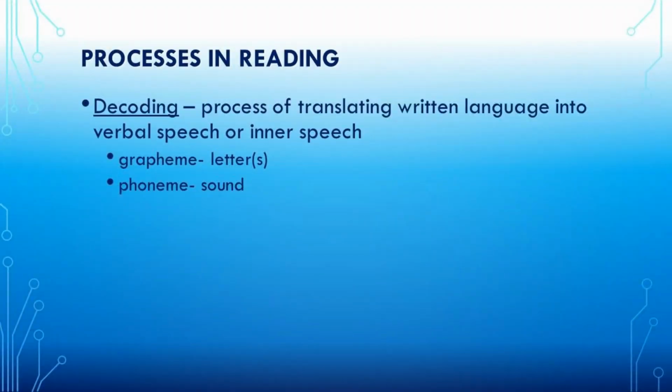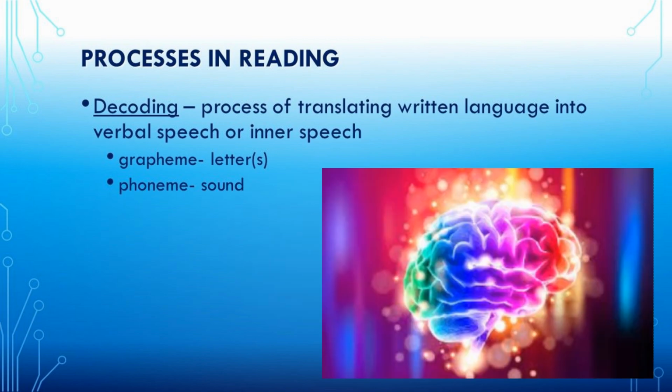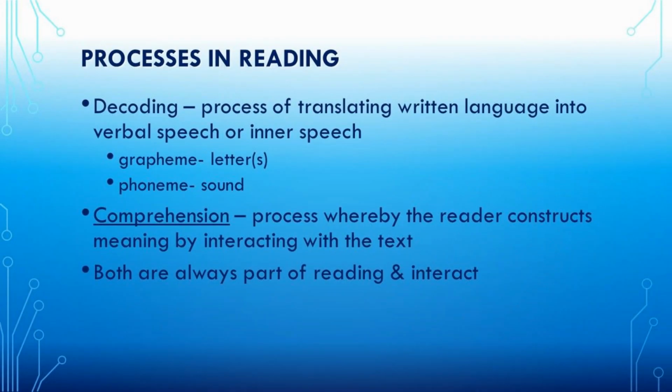Before we start talking about fluency in particular, let's review a few key literacy terms. Decoding is the process of translating written language into verbal speech or inner speech. When students are decoding, they are looking at each grapheme and identifying which phoneme that grapheme stands for. Remember, the eyes take in this information within milliseconds, and the brain also processes this information quickly. While there are various definitions, generally comprehension is the process whereby the reader constructs meaning by interacting with the text. Both decoding and comprehension are always part of reading, and they interact with each other.